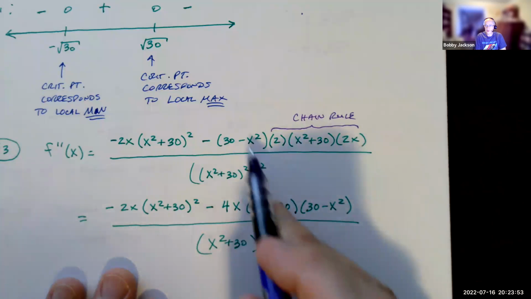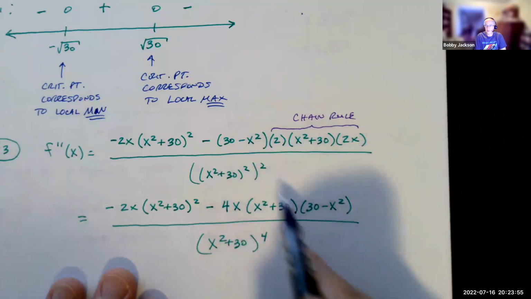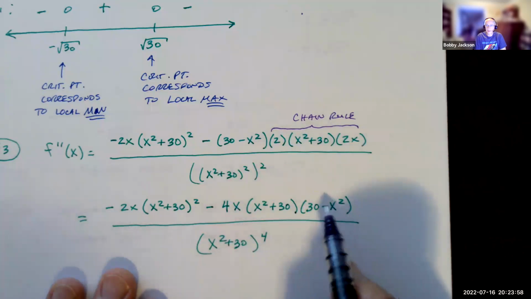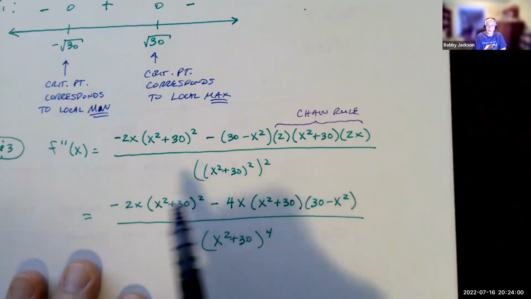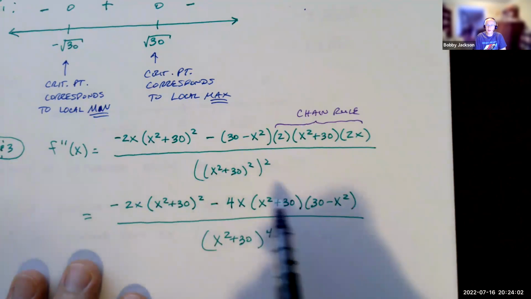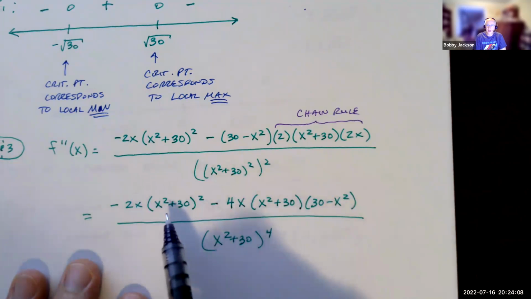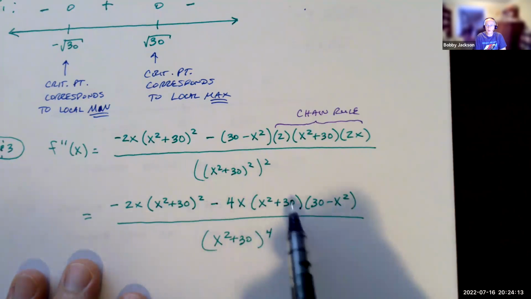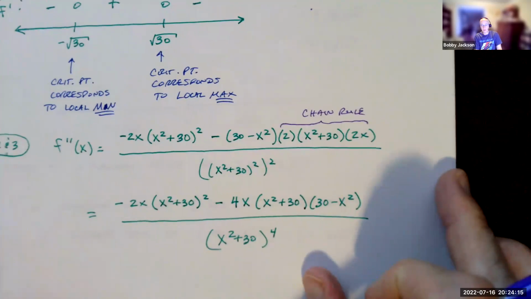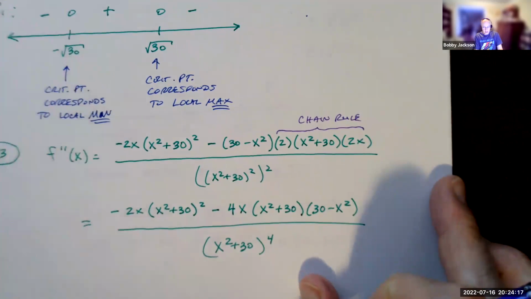And then x squared plus 30 is this part, and 30 minus x squared is that part. Okay, so far so good. What I'd like to do is simplify this by factoring the numerator. Notice I have a common factor of -2 I can pull out, a common factor of x, and a common factor of x squared plus 30. I've got 2 of them here and 1 of them here, so I'll pull out the smaller power.